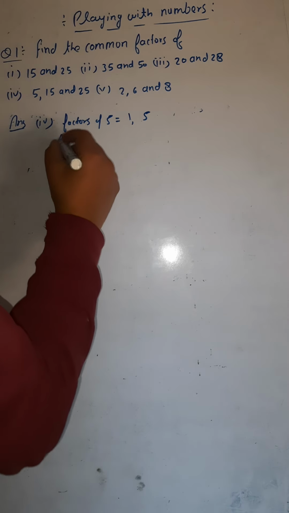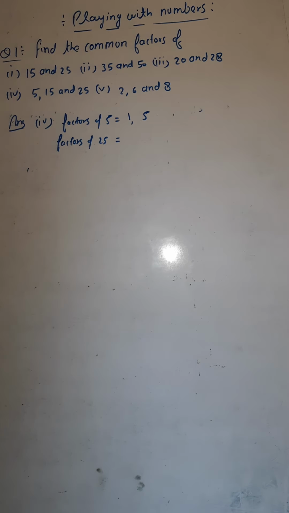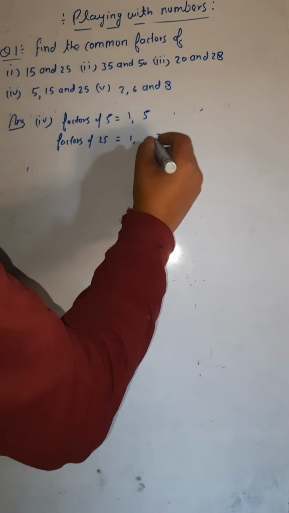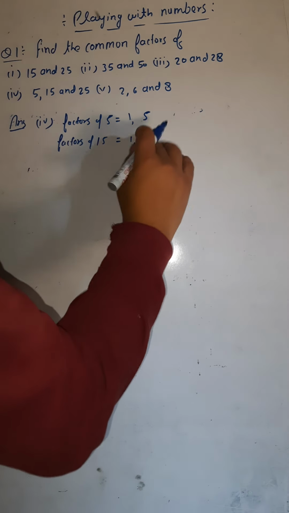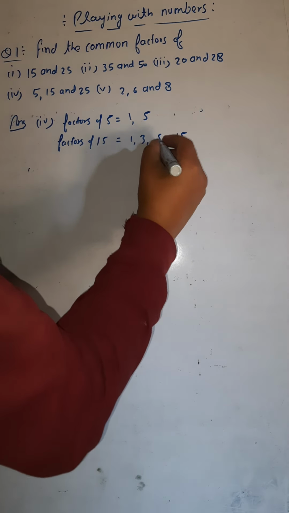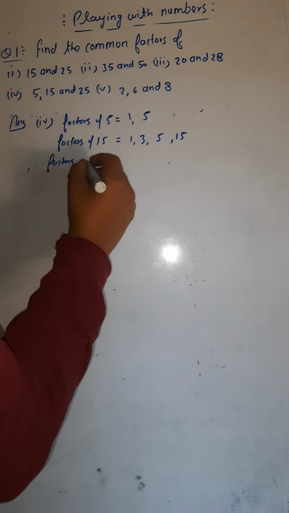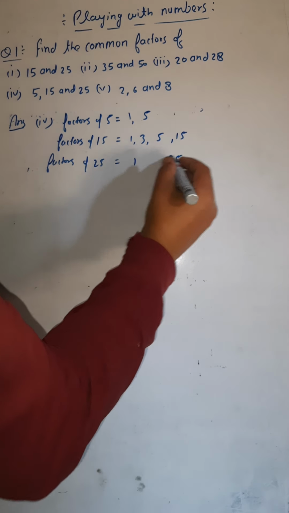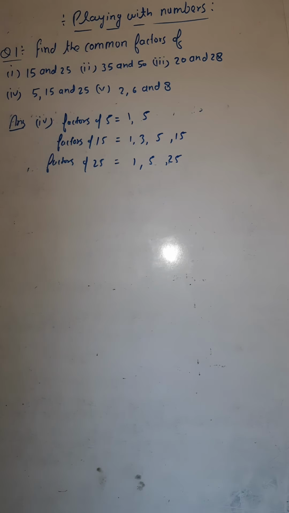Sorry, first the factors of 15 we would find out. Divisible by 1, 15 times. Then it is divisible by 3 also, since 3 5s are 15. Now nothing else is there. Similarly, you would find out the factors of 25. Divisible by 1, 25 times. Divisible by 5 also, 5 times, so 5 5s are 25. So these are the factors of 5, 15 and 25.